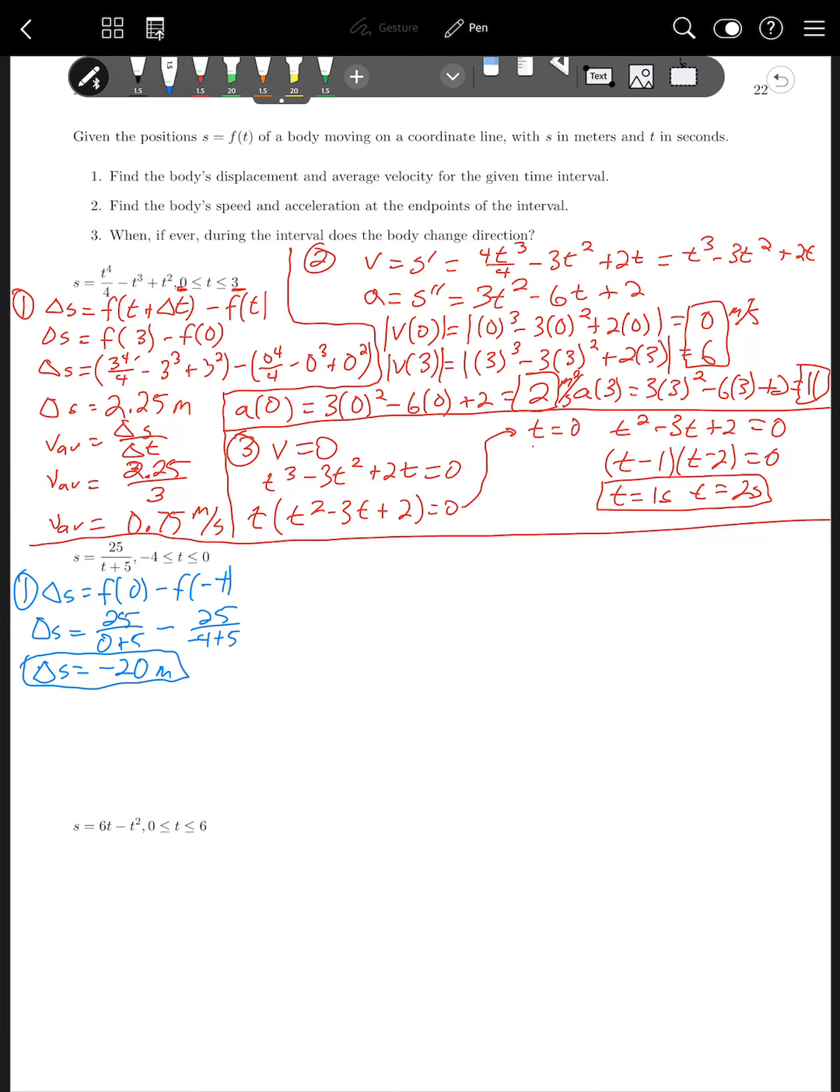We found a displacement. So now what we want to do is find the average velocity. So the average velocity is delta S over delta T. So the average velocity here would be -20 divided by the time, which is 0 minus -4. So that would be 4 seconds. So the average velocity is -5 meters per second. Okay, so that's part 1. Then part 2.